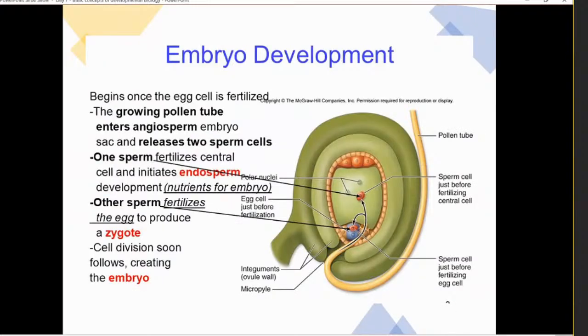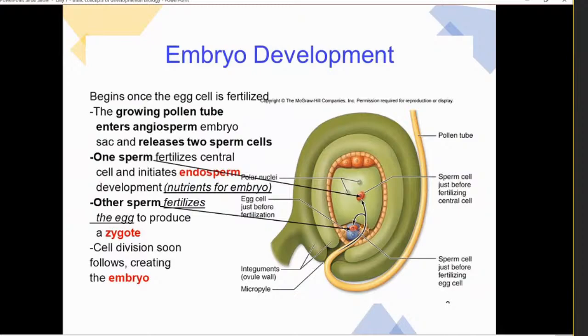Okay, next is embryo development. Embryo development has different steps. First is the endosperm: one sperm fertilizes the center and initiates endosperm development. After that, the fertilized egg forms and produces a zygote. Then cell division happens.